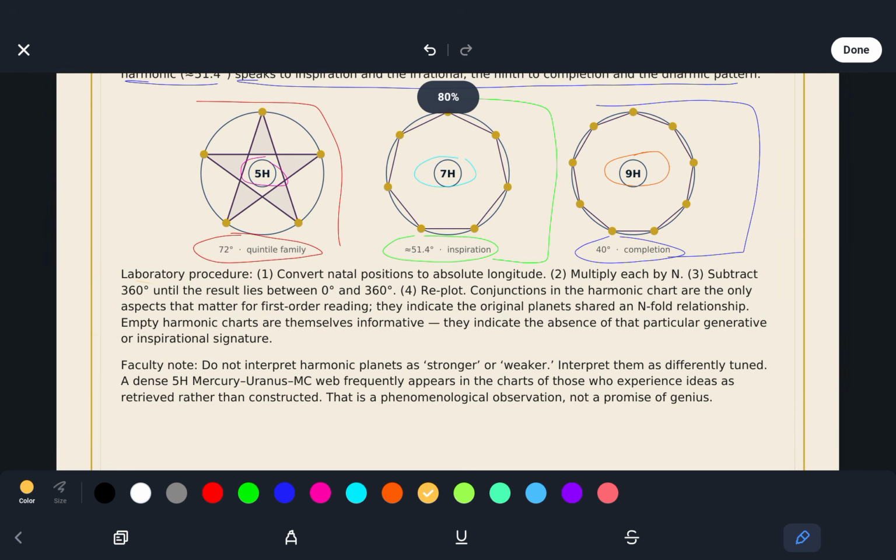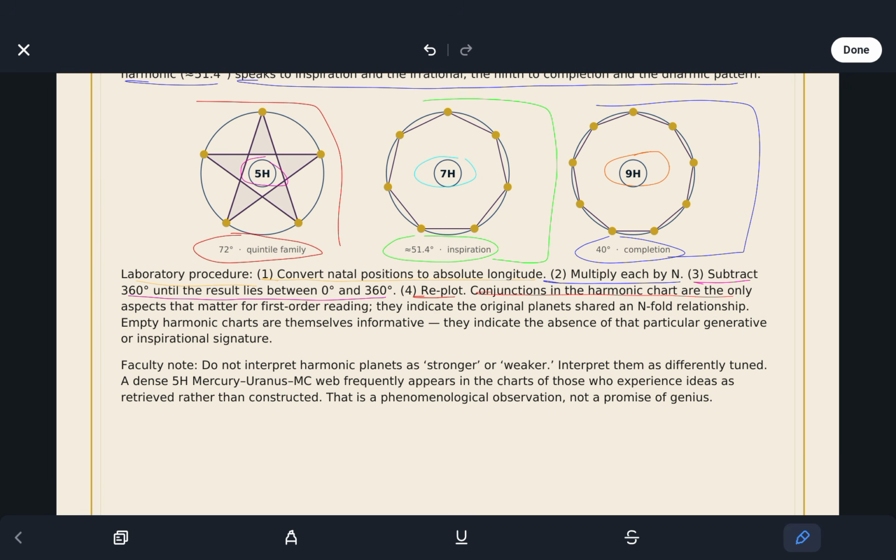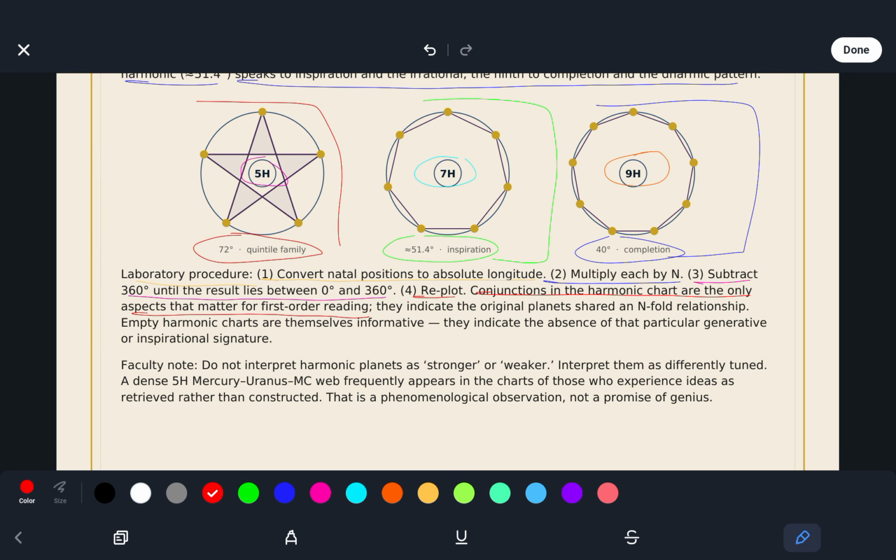So, laboratory procedure. The first thing to do is convert natal positions to absolute longitude, multiply each by n, and subtract 360 degrees until the result lies between 0 degrees and 360 degrees. Replot. Conjunctions in the harmonic chart are the only aspects that matter for first order reading. They indicate the original planets shared in an n-fold relationship.